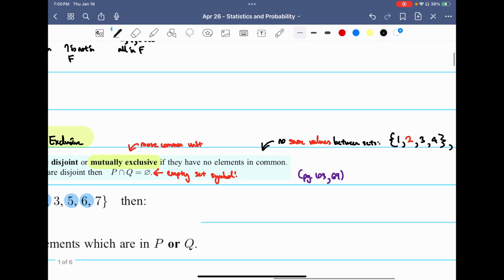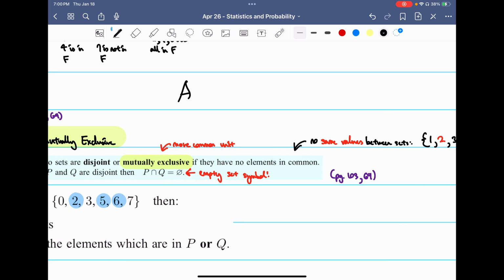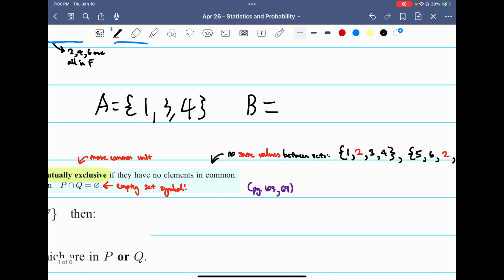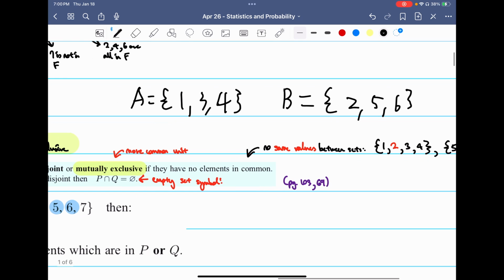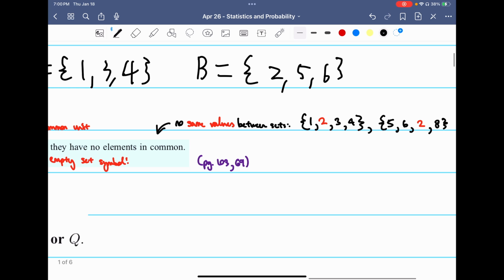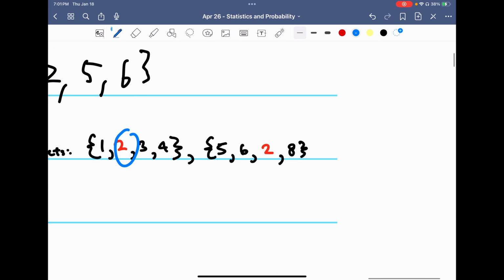If I have a set A, which consists of the numbers 1, 3, and 4, while there's a set called B, which has the numbers 2, 5, and 6, you can see how no numbers here overlap. That's why we can say that A and B are mutually exclusive. It means that no same values are between the sets. So in the example my friend gave here, because the 2s overlap, these two sets are not mutually exclusive.